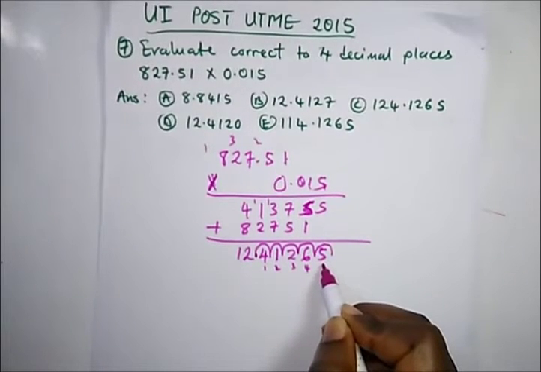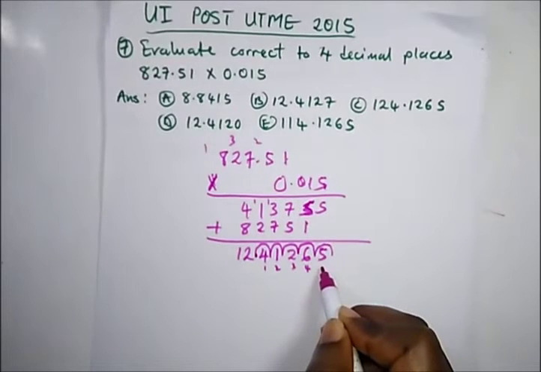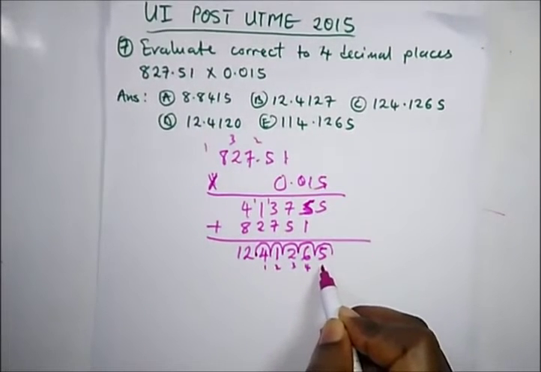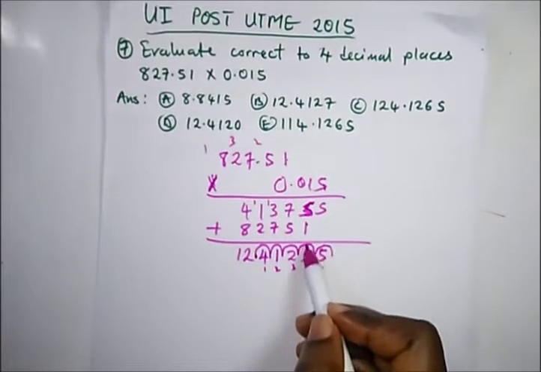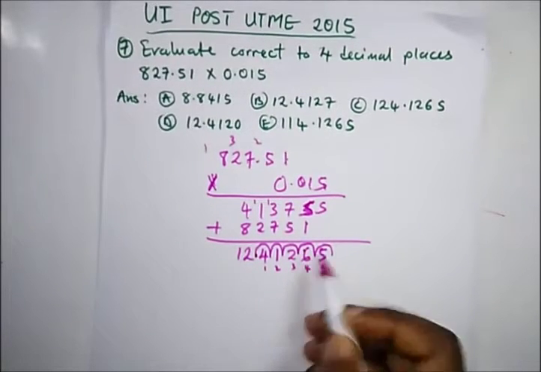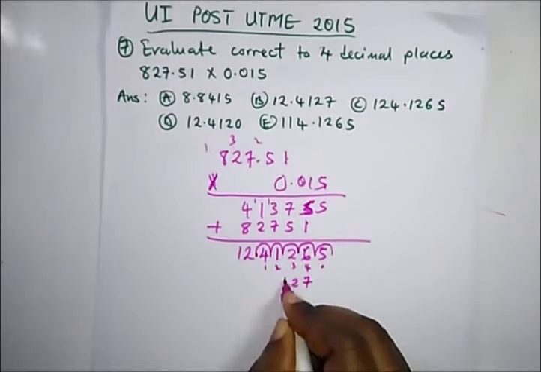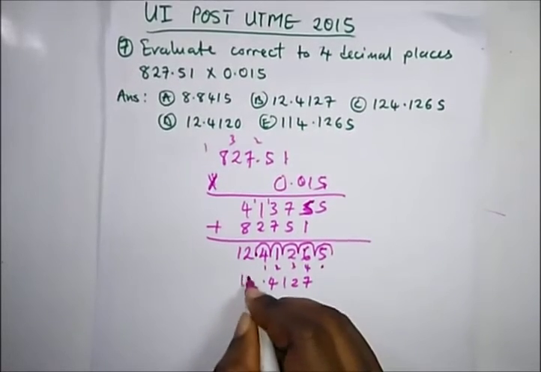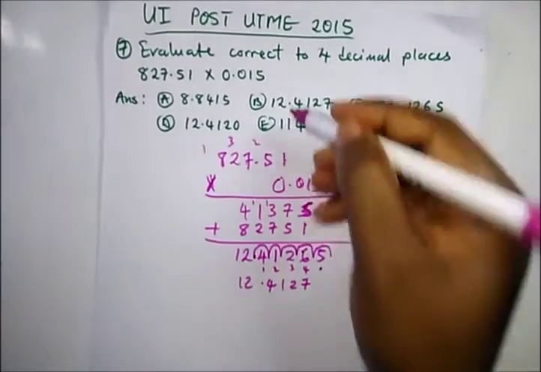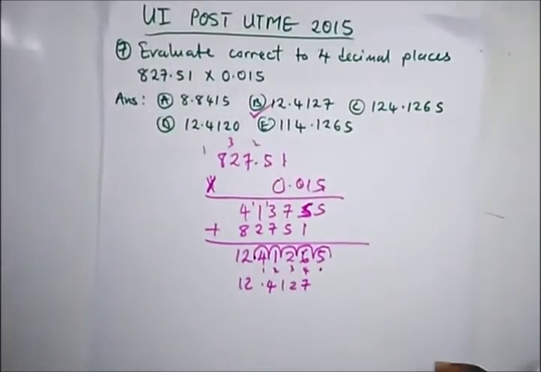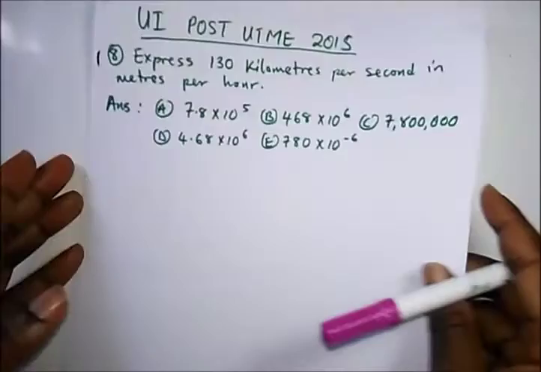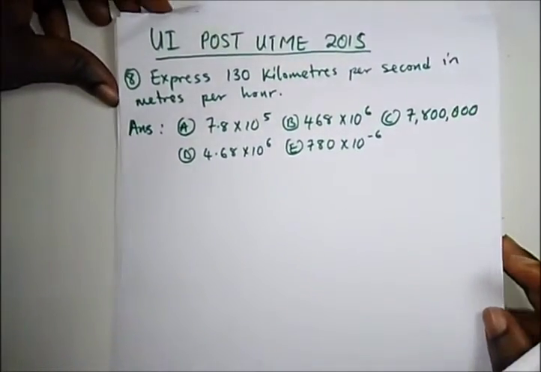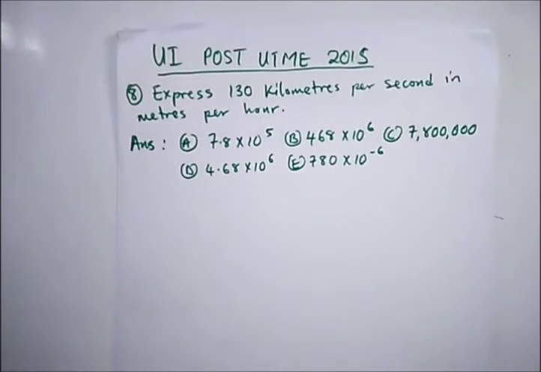And what's the next number after the 4th number? That's 5. And so 5 is greater than 4, so we can easily approximate, carry 1 to add to 6, which will give us 7. So our right answer is 12.4127, and the correct option is Option B. Our next question says, express 130 kilometers per second in meters per hour.